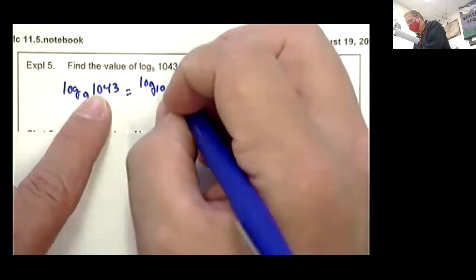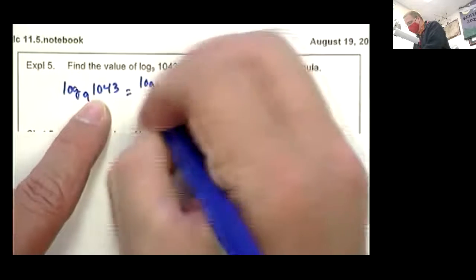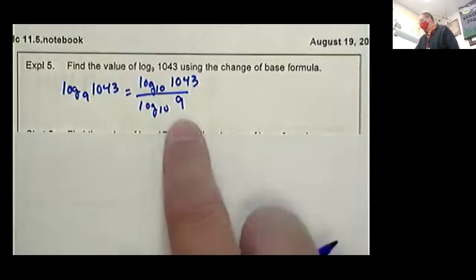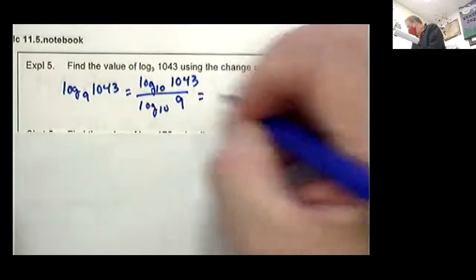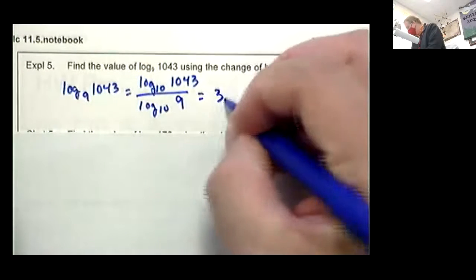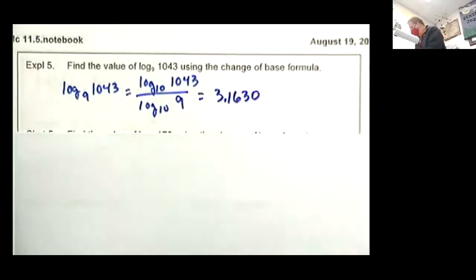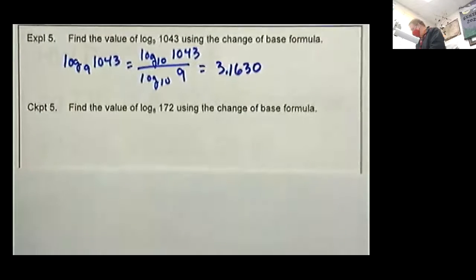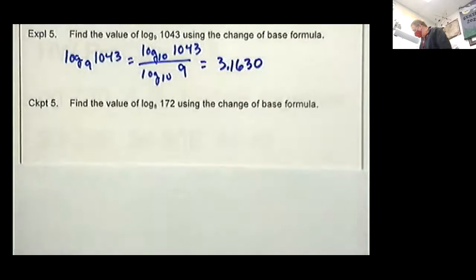So log base 10, and the argument goes on top, 1043, divided by log base 10. The old base then goes on the bottom as the new argument. You need to put that in your calculator, and you get 3.1630. Go ahead and pause the video and try checkpoint 5 on your own.